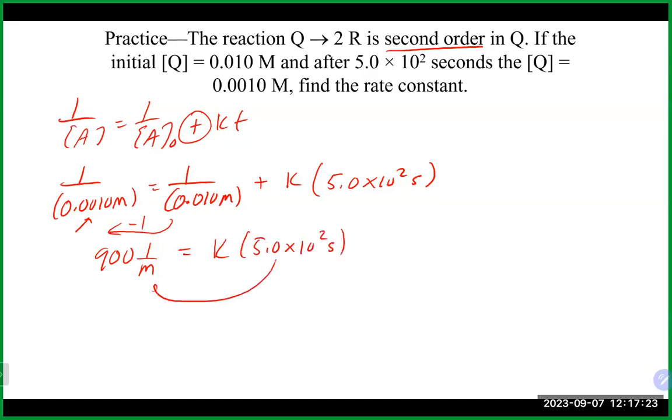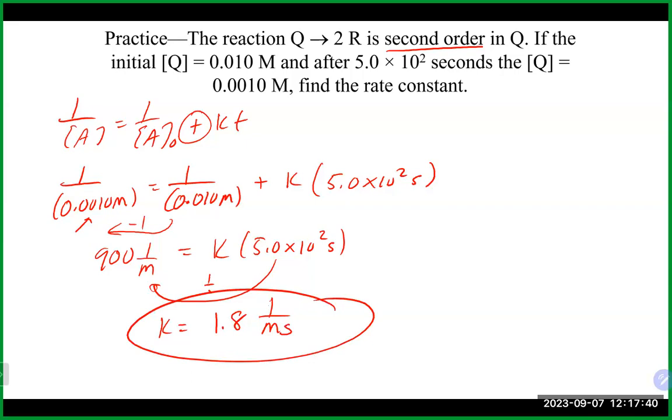We're then going to divide that to the other side. And when we divide that to the other side there, it looks like we will end up with a rate constant of 1.8. Units here would be 1 over molar seconds, which is what we would expect for a second order reaction. Any questions on that math there?